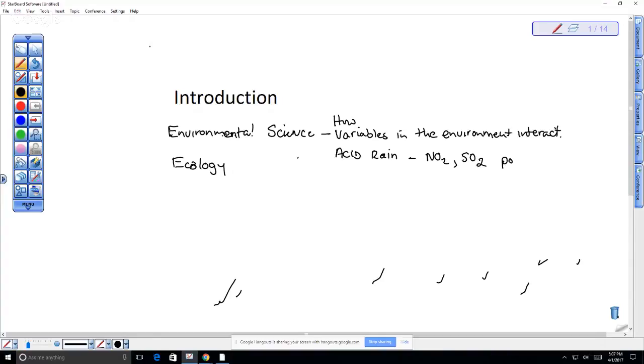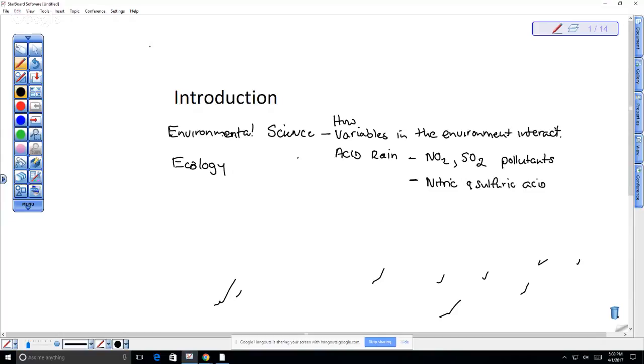And in general, when a stack from a factory, maybe a factory that's using fossil fuels to generate electricity, releases these into the atmosphere, generally they'll disperse. But if too much of these is produced, then they can interact with water, and it produces nitric acid and sulfuric acid. So nitric and sulfuric acid form what is called acid rain.